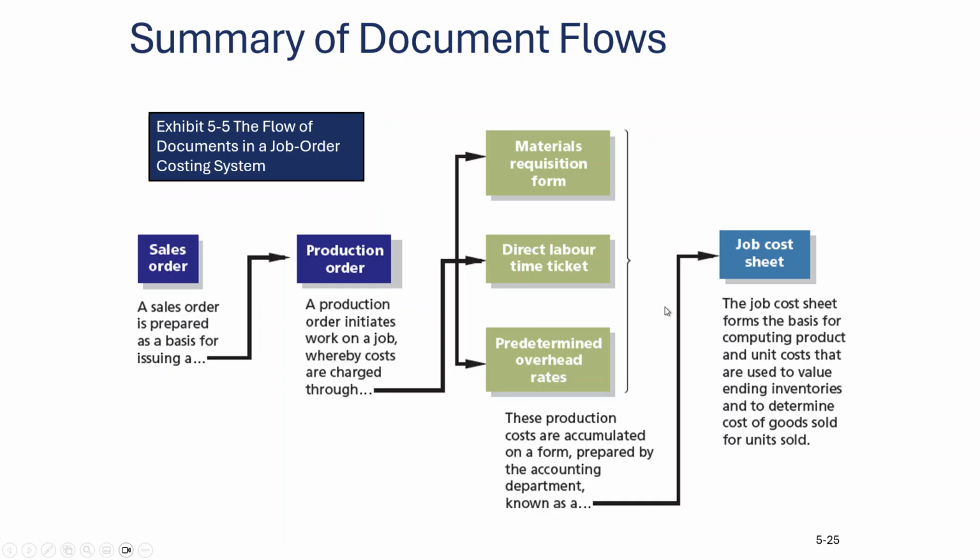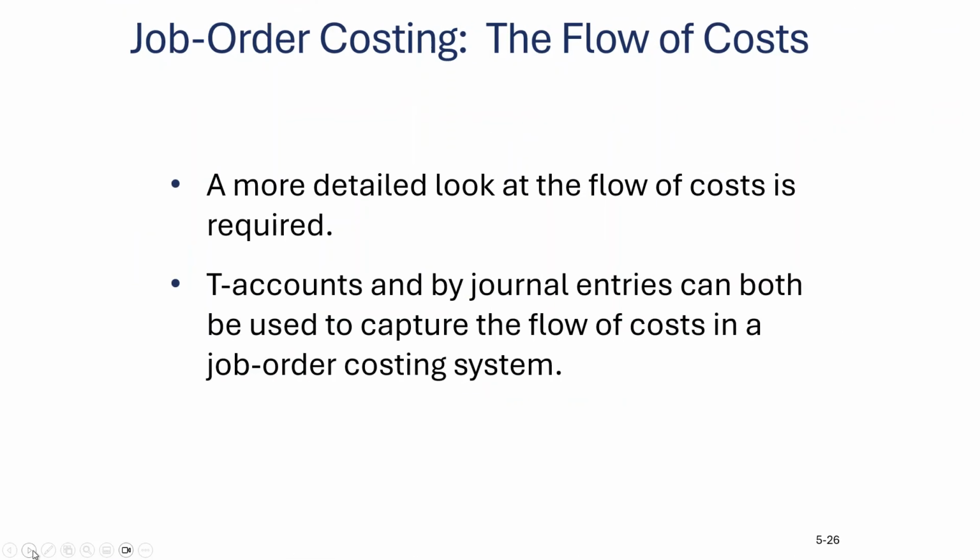Whoever is assigned as the manager for that job will keep track of each of the costs going in, which is material, labor, and overhead. Once this is completed, they will have a final sheet called job order costing, and that will tell you how much money has gone into that job.